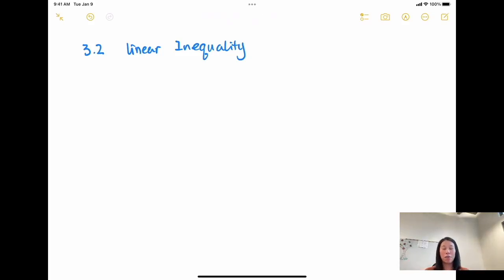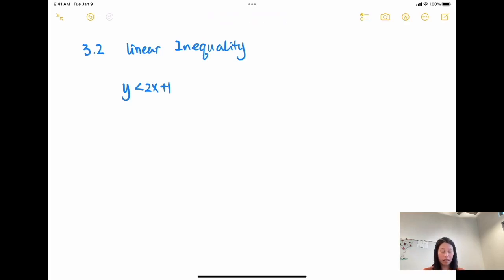Hello, so today we're going to talk about linear inequality. So what is linear inequality? In the previous video, we talked about how to solve an inequality with one variable. Linear inequality is basically when you're trying to solve the inequality by graphing. So here is an example. If I want you to solve y less than 2x plus 1, how would you do it?